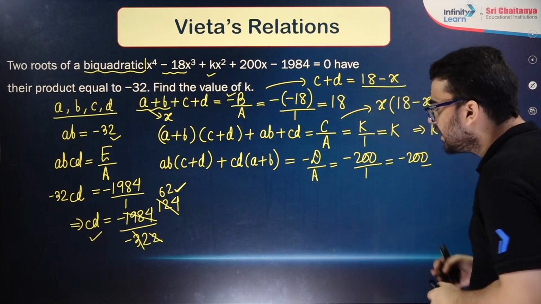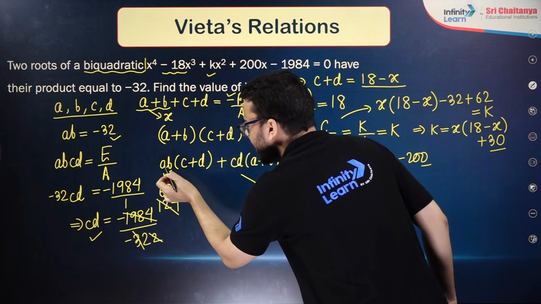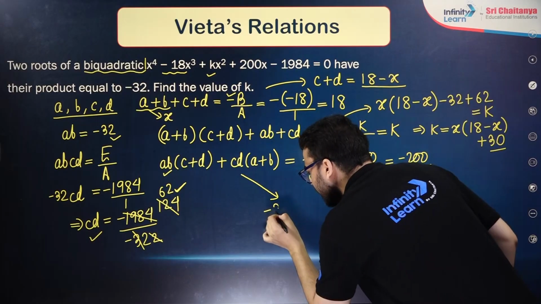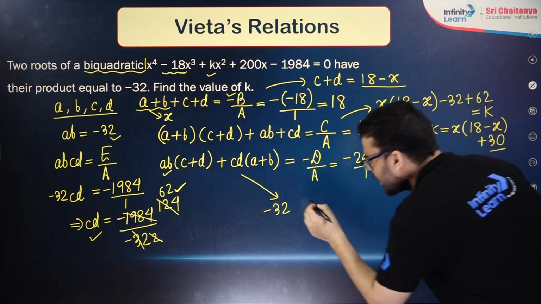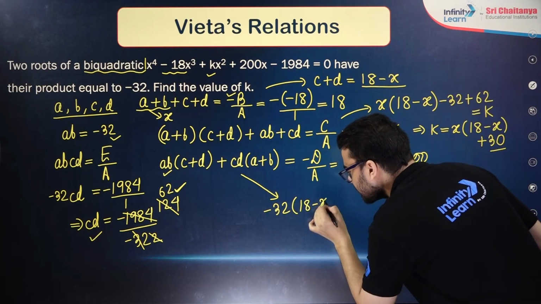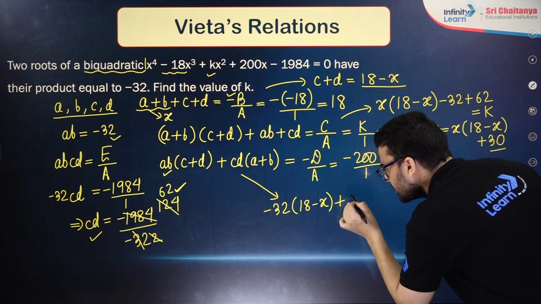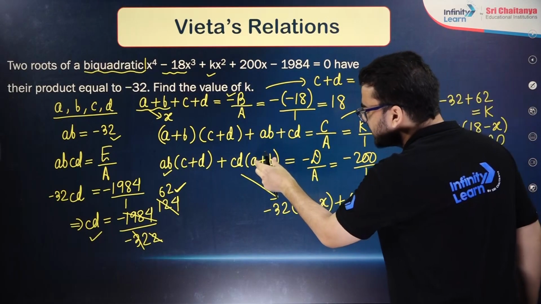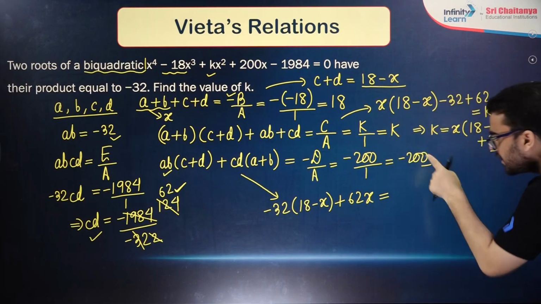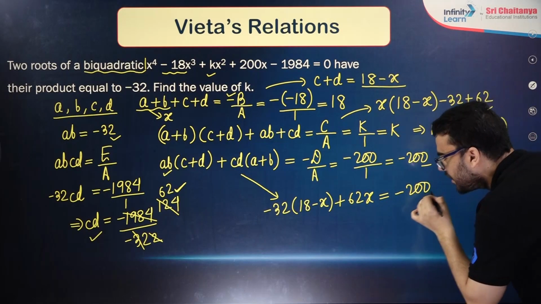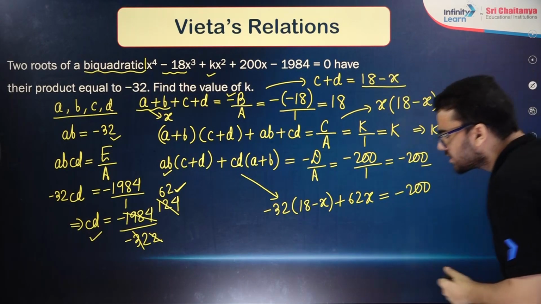Now that we can easily do using this equation. See this, because we know AB. AB is minus 32. Let's put it over here. Now what is C plus D? C plus D is 18 minus X. Then what is CD? CD is 62 over here. And A plus B we have assumed to be X. And that thing is equal to minus 200. So we have to solve this equation for x. That's a linear equation in x. You can easily solve it. So let's solve it, guys.